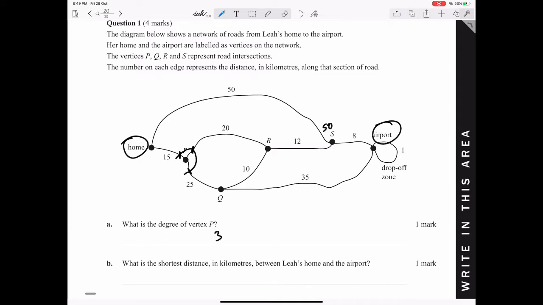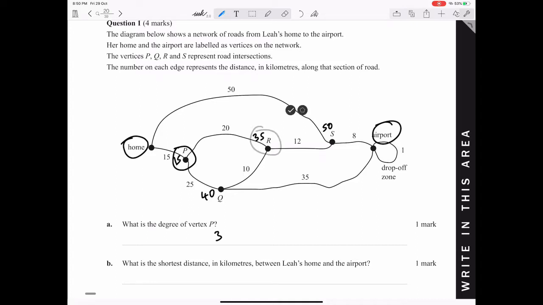So we can go to home and vertex P, 15. Then you circle the smallest number and that vertex. So 15 is the smallest number and the vertex is P. Then you calculate the distance from that vertex to the next vertex. So 15 plus 20 is 35. 15 plus 25 is 40.